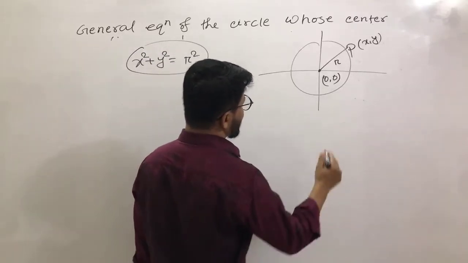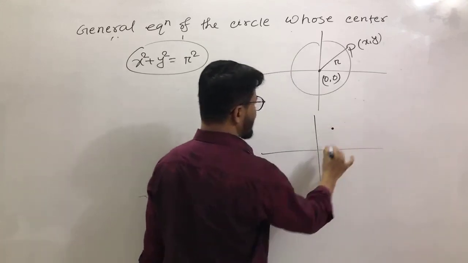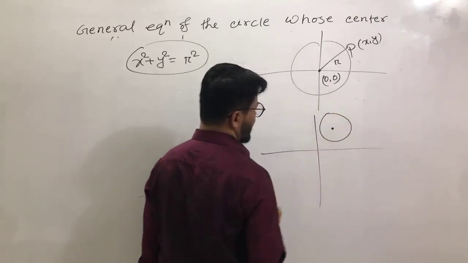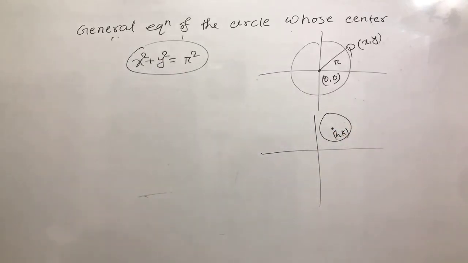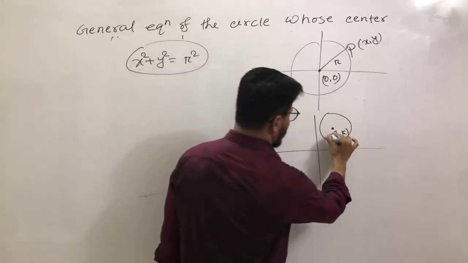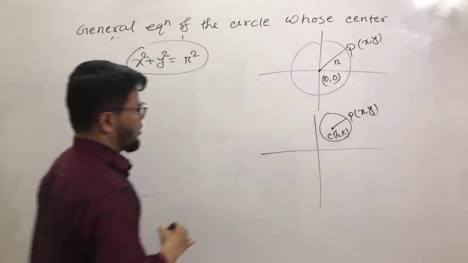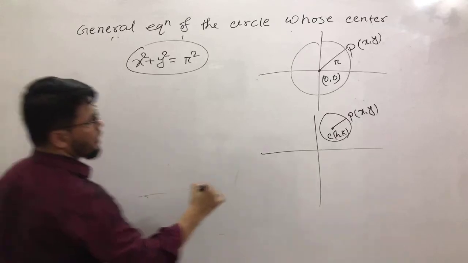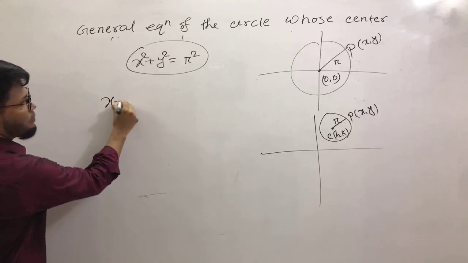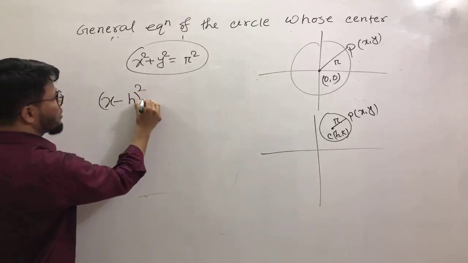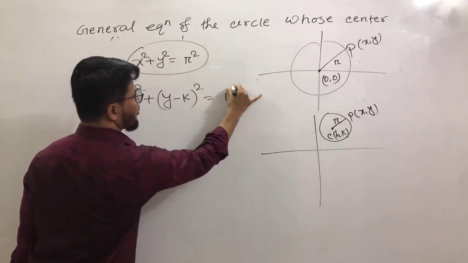And the other equation: if the center is not at the origin, but at any other point, say h and k, the point is C, and this is now P, x, y. If the radius is r or a, this will be x minus h square plus y minus k square equals r square.